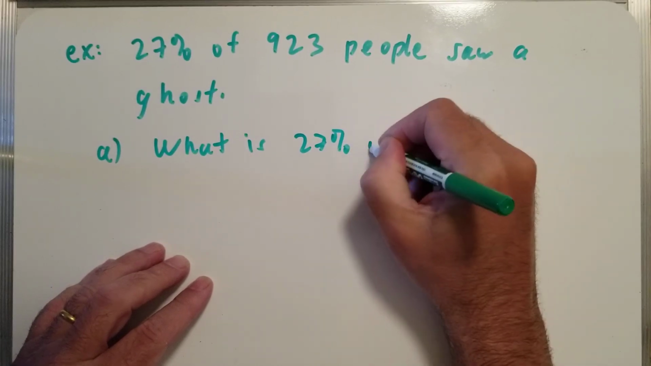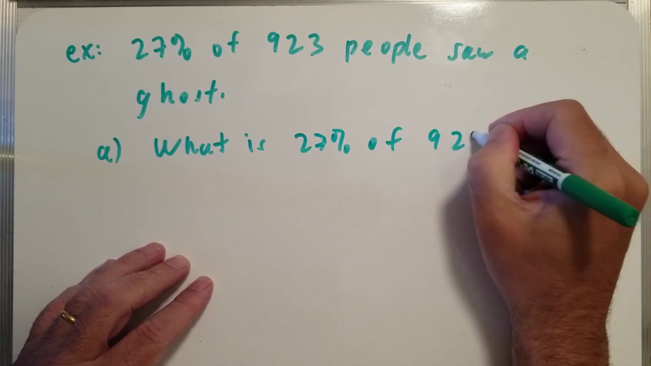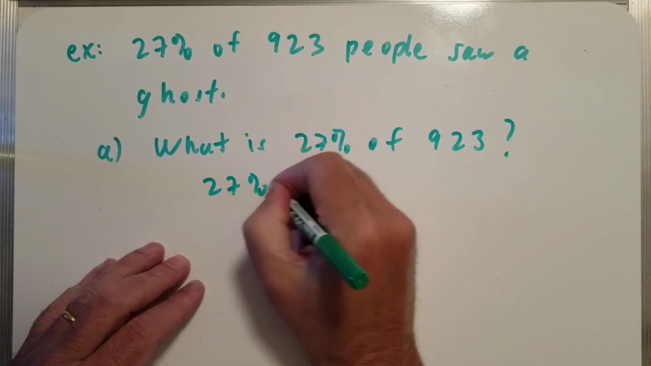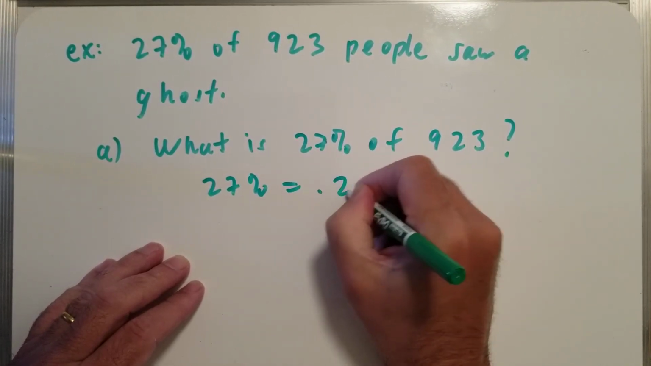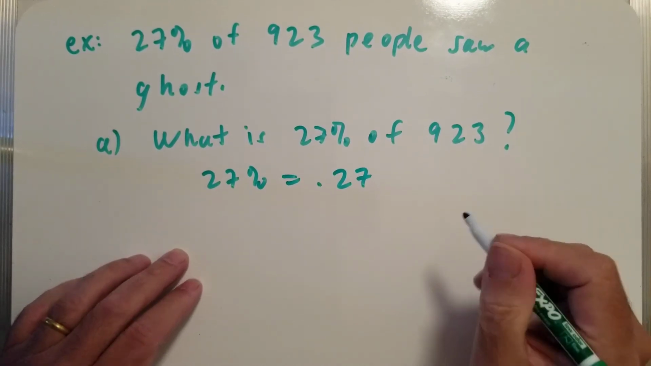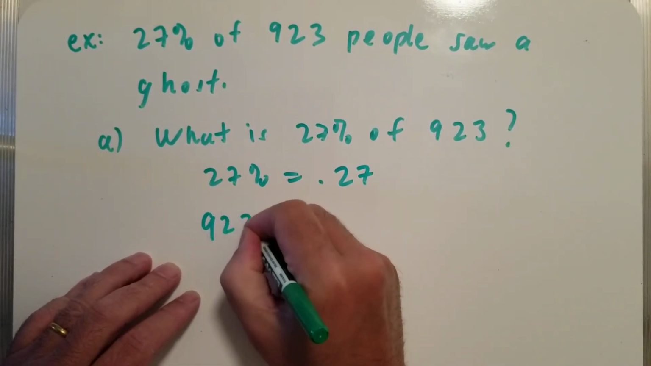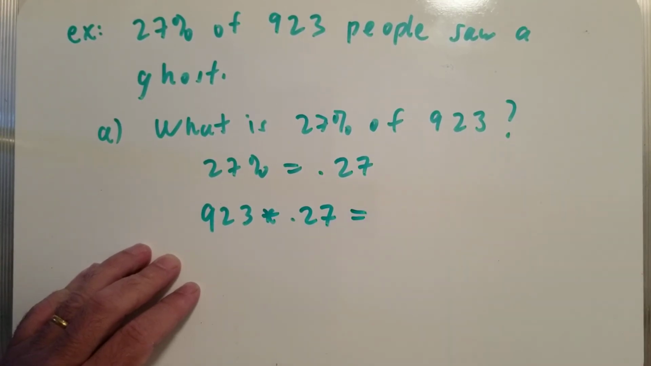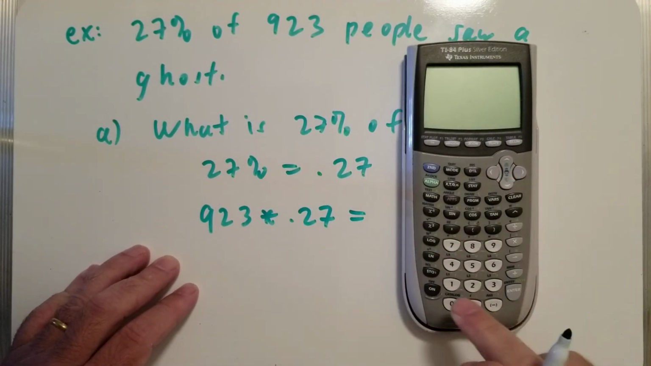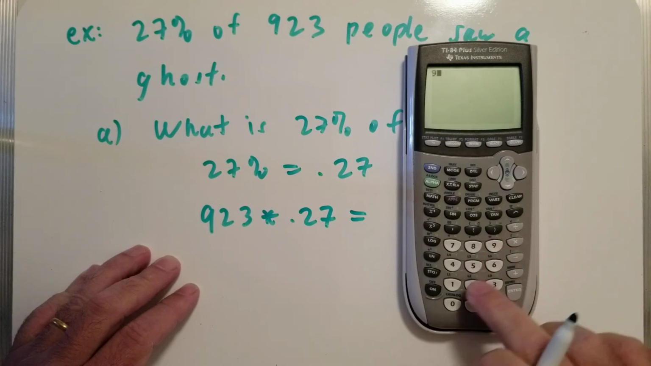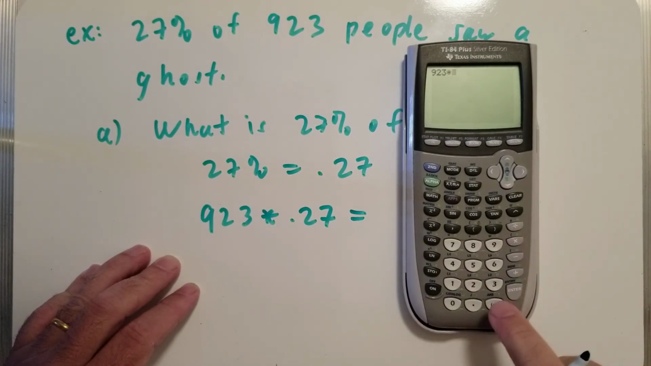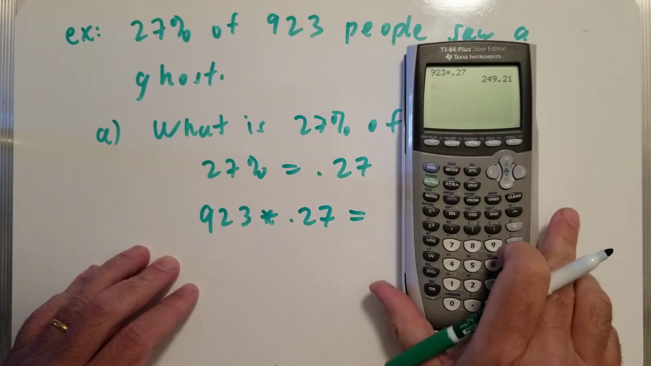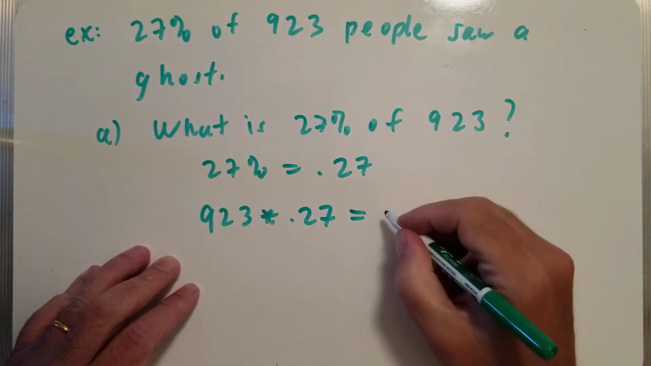27% of 923? To do that, I'm going to change the 27% into 0.27, its decimal equivalent, and multiply 923 times 0.27 on the calculator. So I'm going 923 times 0.27, and that comes out to 249.21.